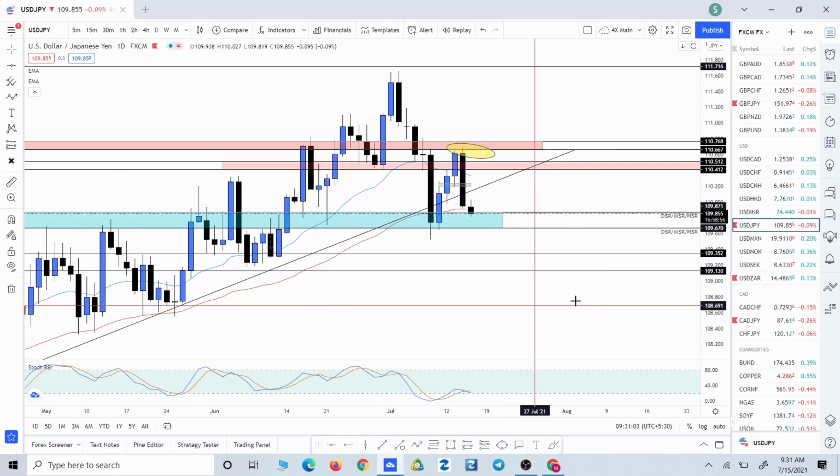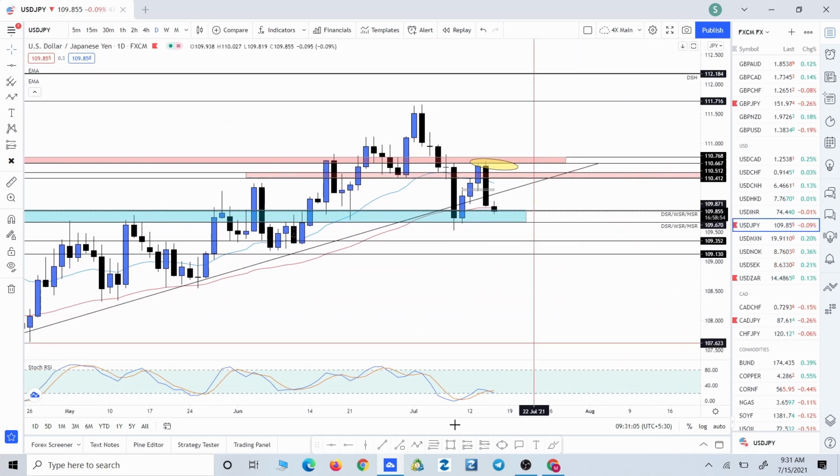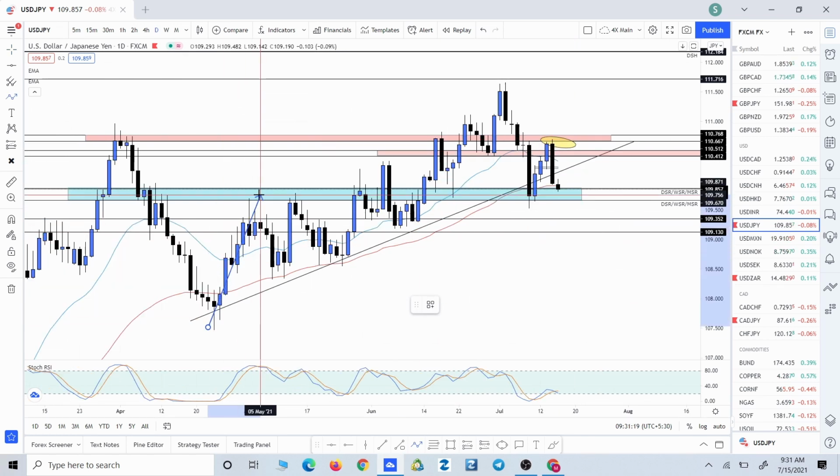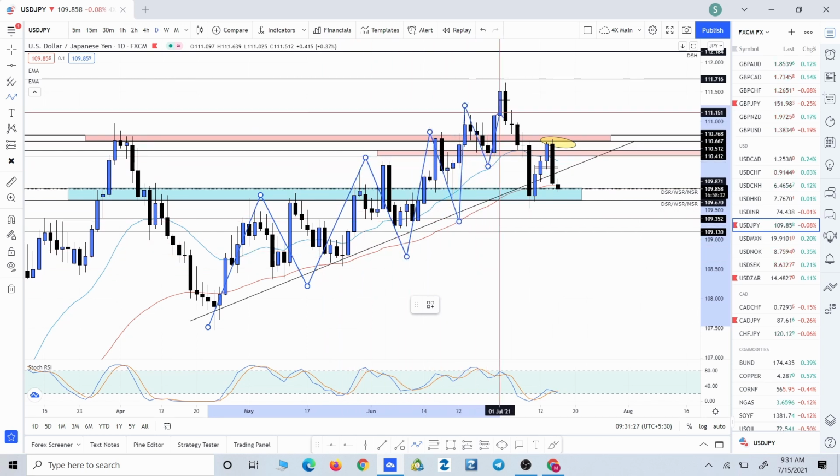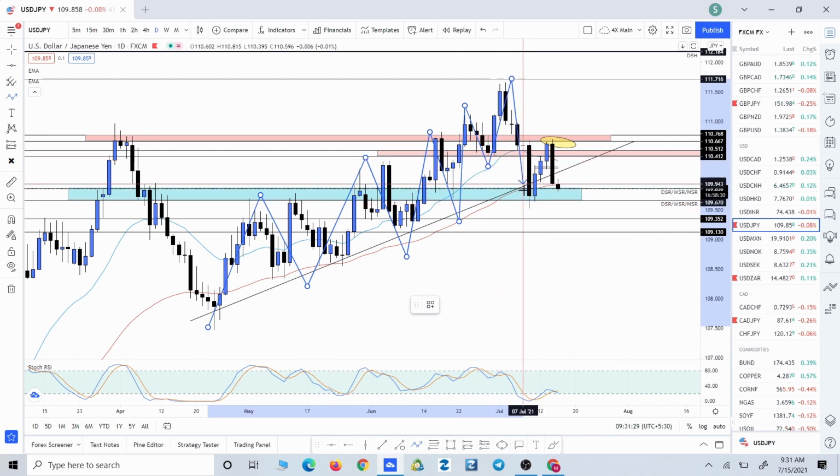USDJPY, guys, also played out perfectly as per our analysis. Low, high, higher low, higher high, higher low, higher high, higher low, higher high. Then we broke below the support, we made a lower low.